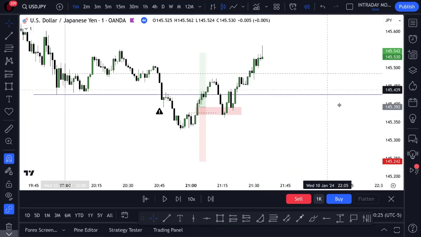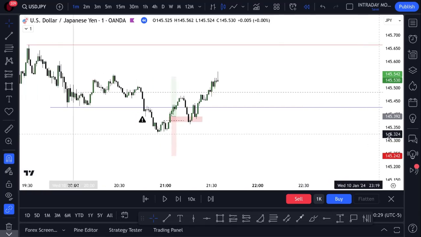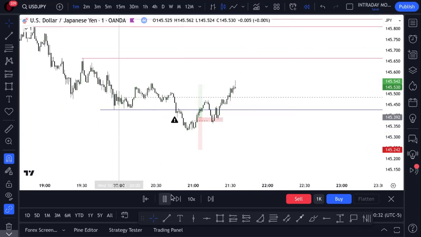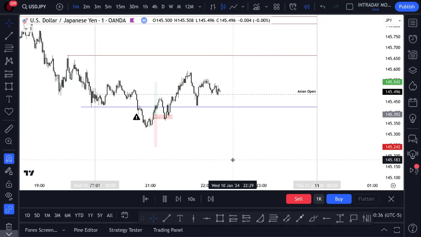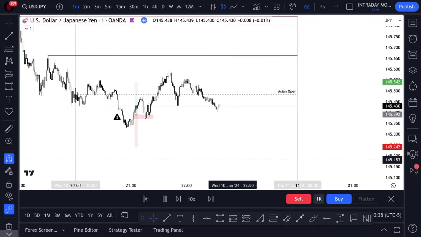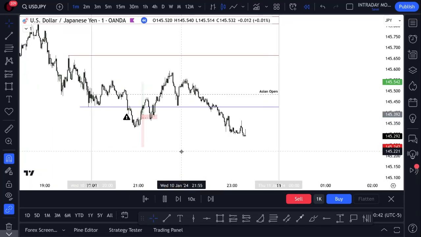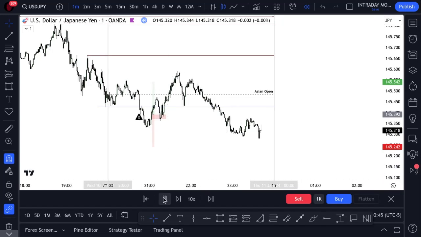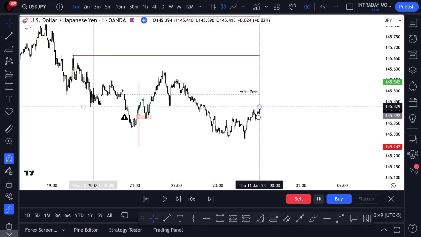So here, another example for the Asian session model. Successful for UJ, just to play it out for fun, see what happens after the 15 pips have been taken. Play it all the way to the end. And there we go. That's the end of the Asian session here.